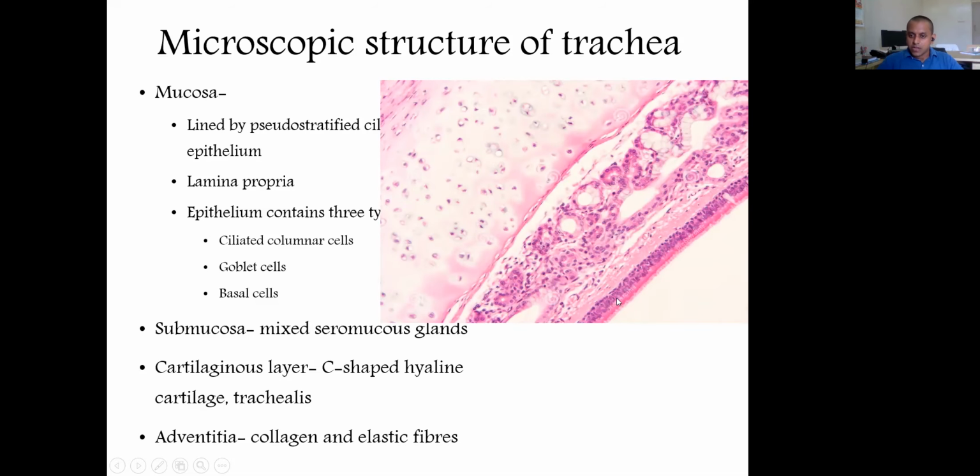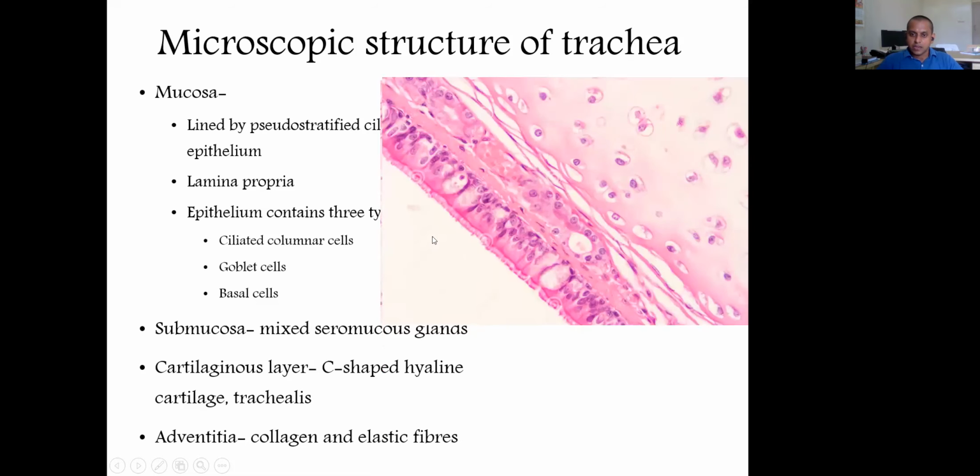The lining epithelium you can appreciate right here is pseudostratified ciliated columnar epithelium. If I magnify it again, you can see, this is the lumen. You can see this is the pseudostratified ciliated columnar. You can see the nuclei at different levels, right? And this is the basement membrane. In between, you can see the goblet cells. These are the goblet cells. And these are the cilia, right? It rests on the basement membrane.